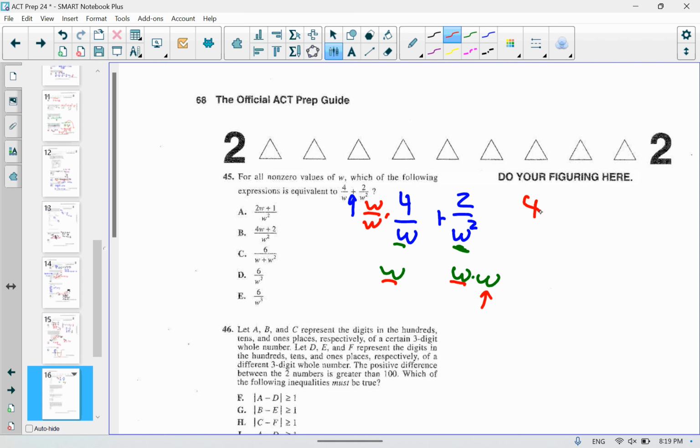4 times w gives me 4w. W times w gives me w squared. Now I have the same denominators. I can combine them into one fraction. So 4w plus 2 over w squared. In this case, letter B.